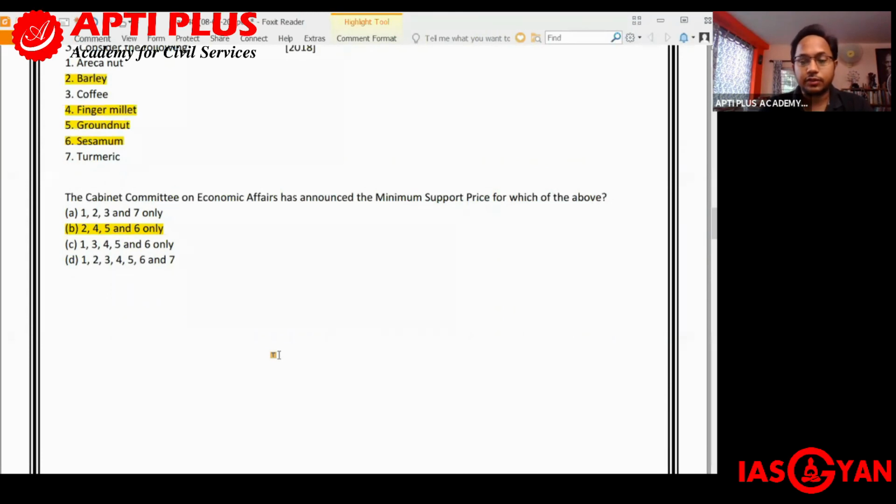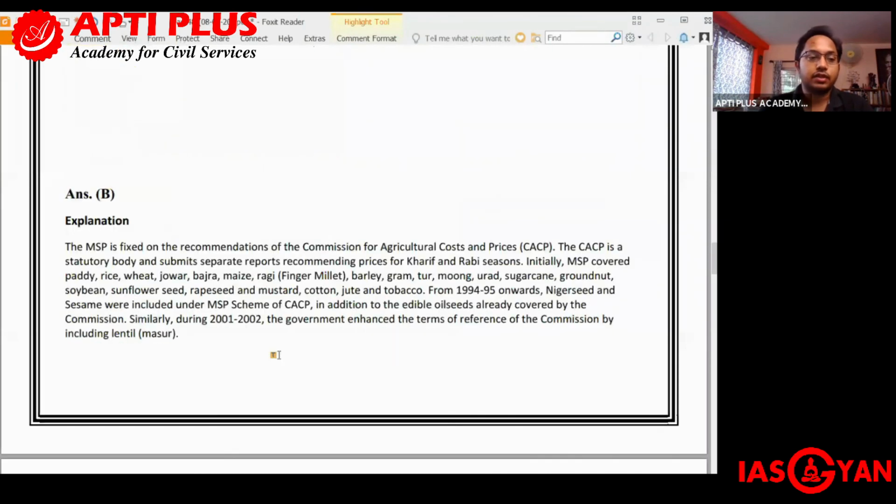These are the crops on which we get to see the Cabinet Committee on Economic Affairs has announced minimum support price. So the MSP, that is minimum support price, is fixed on the recommendations of the Commission for Agricultural Costs and Prices, CACP. The CACP is a statutory body, and it submits separate reports recommending prices for Kharif and Rabi seasons.